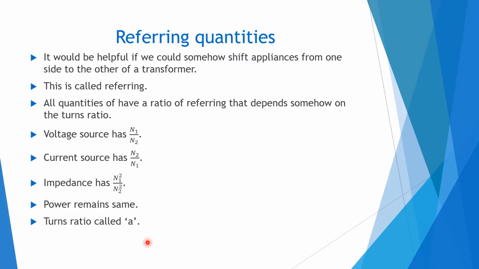And this N1 over N2 quantity is called A. So voltage has referring ratio A, current has 1 over A, impedance has A square. Now we start throwing in the non-idealities. The first non-ideality we deal with: not all flux links both coils, which means that the permeability is not infinite, there is some leakage.